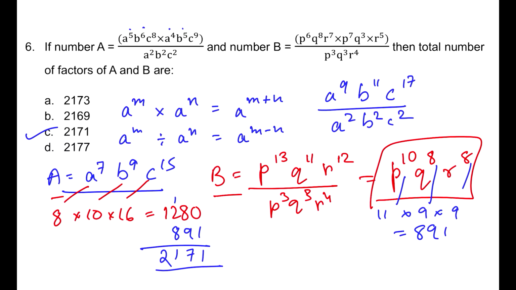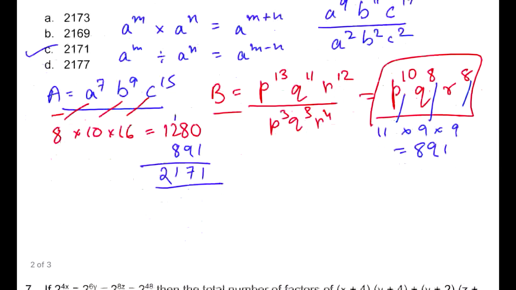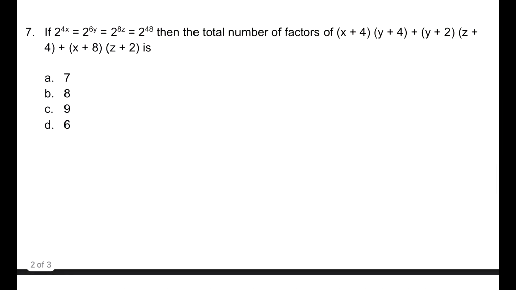So three types of concepts were used in this. I hope you all got that clearly. Now let's quickly move to the 7th question. Here we have the powers getting equated to a number. So we have to then find out the total number of factors here. Because I have already told you the total number of factors, I will go fast in this.